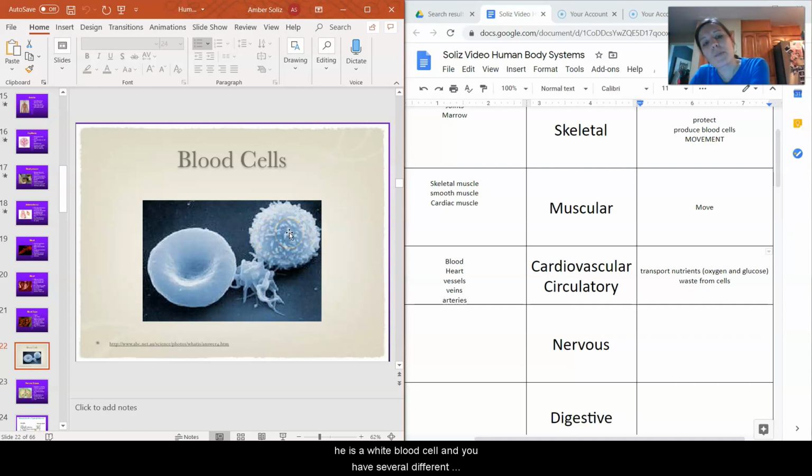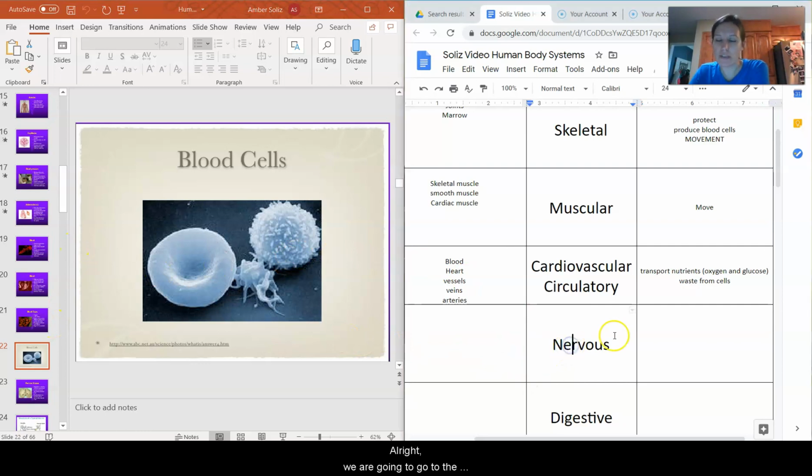And you have several different white blood cells, T cells, B cells. We're going to talk about those in a little bit. And then this guy down here is a platelet. Those actually help you clot when you bleed. Platelets are what help you scab up. All right, so that's your blood cell.